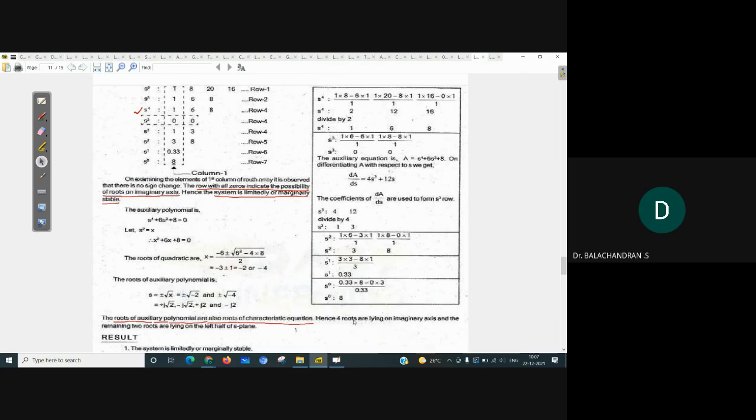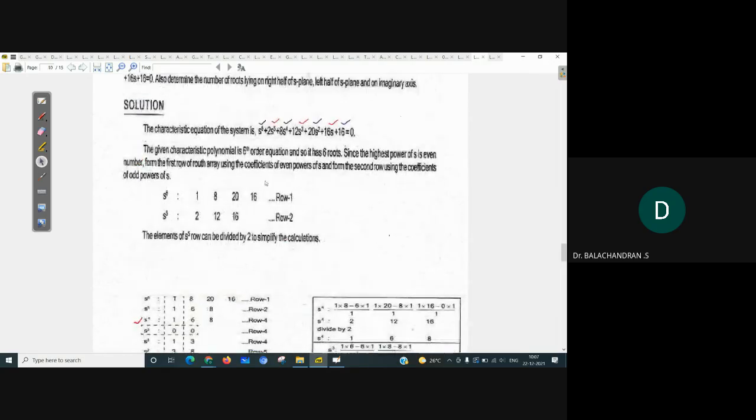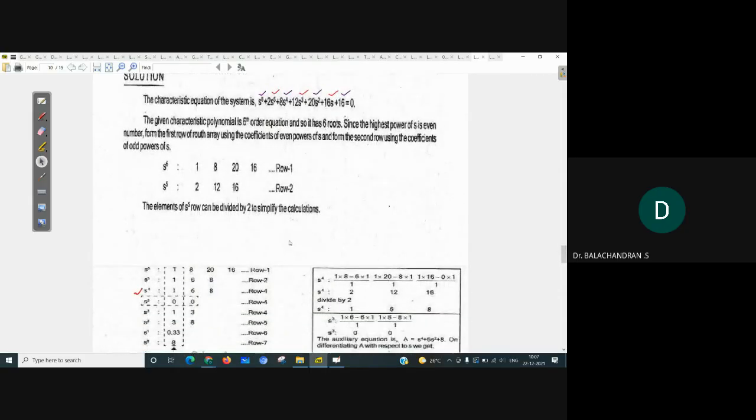So hence, 4 roots are lying on the imaginary axis and the remaining 2 roots, because this is a 6th degree equation. So 4 roots are lying on the imaginary axis and there is no sign change. If there is a sign change, then there is a possibility of roots on the right half of the S-plane. There is no sign change and 4 roots are lying on the imaginary axis, so the remaining 2 roots should lie on the left half of the S-plane.